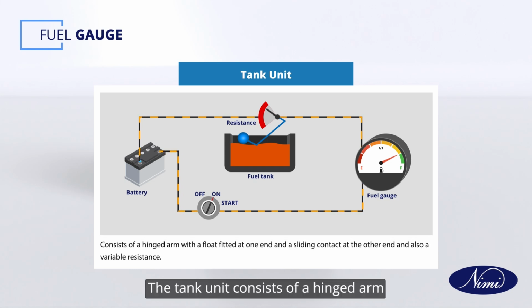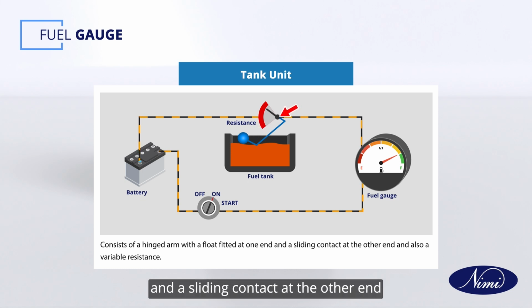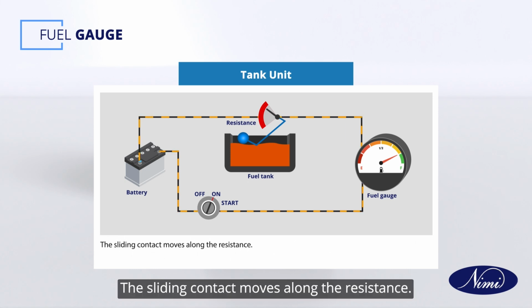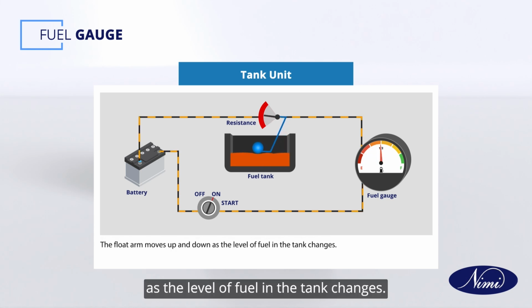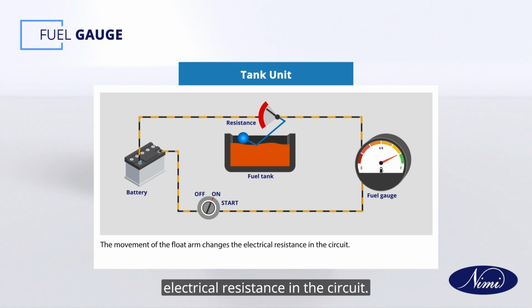The tank unit consists of a hinged arm with a float fitted at one end and a sliding contact at the other end, and also a variable resistance. The sliding contact moves along the resistance. The float arm moves up and down as the level of fuel in the tank changes. The movement of the float arm changes the electrical resistance in the circuit.